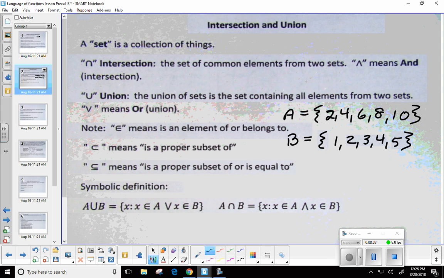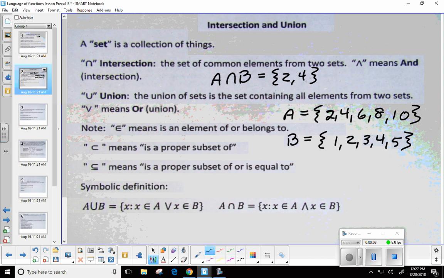So let's see here. What if I were to ask you, given these 2 sets, A intersecting B? That's exactly right. The intersection is to see what's in set A that is also in set B. We have 2 and 4. That's the only thing in common. So the intersection of the 2 is just this right here, 2 and 4.